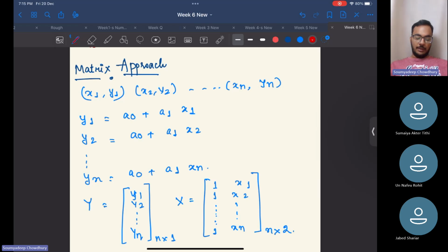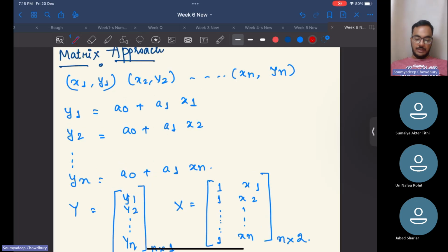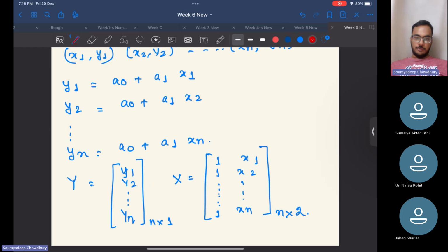Suppose you have a set of data which is x1, y1, x2, y2 up to xn, yn. So y1 is a naught plus a1 x1. Similarly, y2 is a naught plus a1 x2. Like that, up to yn you have a naught plus a1 xn. If you write this equation in the form of a matrix, you can write y as a column vector, y1, y2 up to yn. The size of that vector is n cross 1. And the x matrix we can write as an n cross 2 matrix: 1 x1, 1 x2 up to 1 xn.